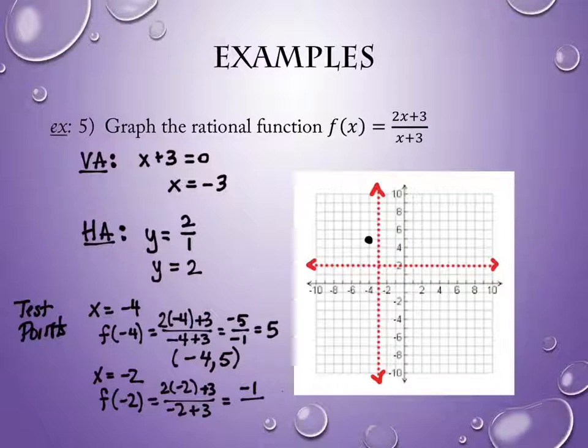What do I have on bottom? I have 1. And negative 1 divided by 1 would be negative 1. So my ordered pair here is negative 2, negative 1. So I will plot negative 2, negative 1. All right, I would like for you to attempt to draw in the curves, and then I'll sketch mine and we'll make sure that they match.